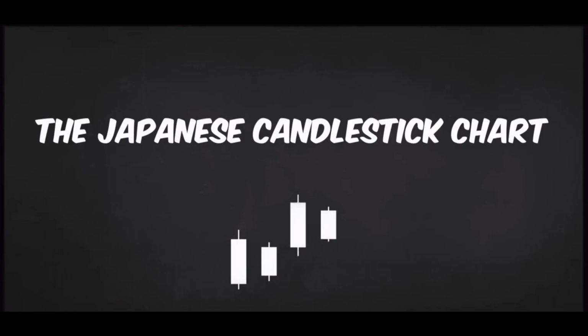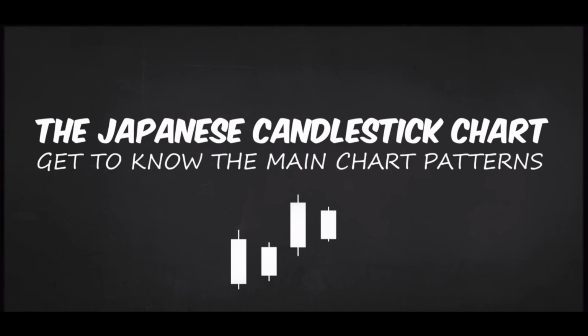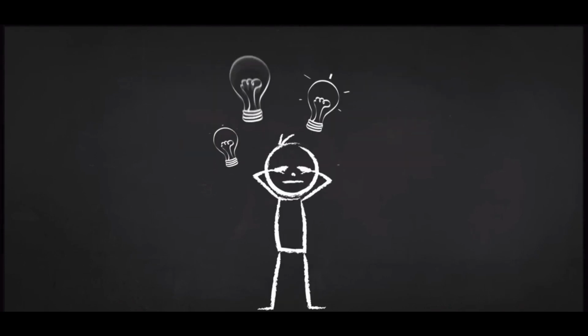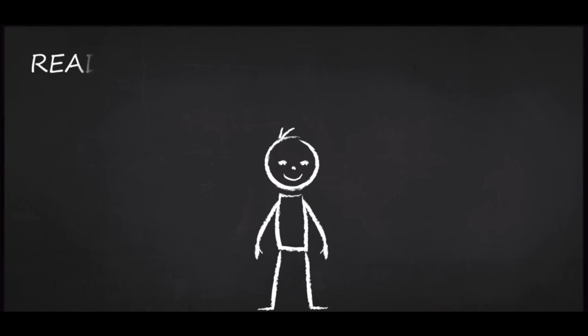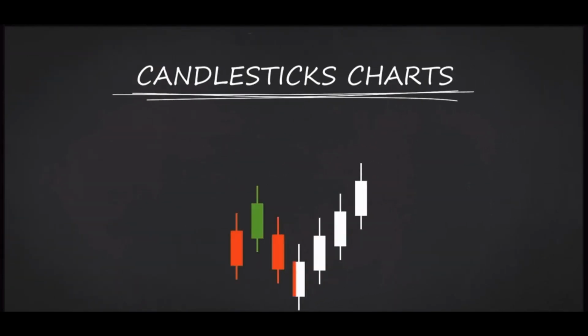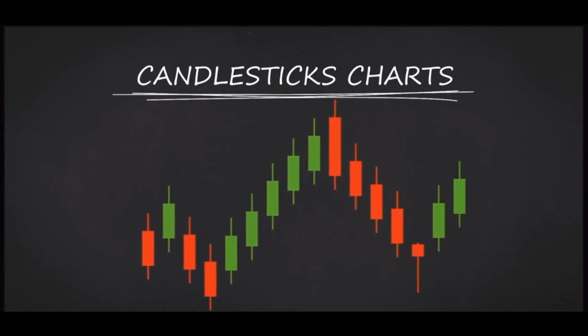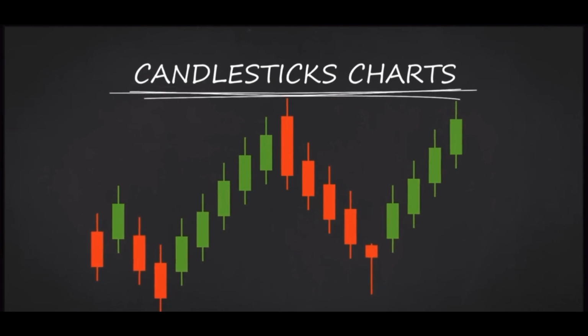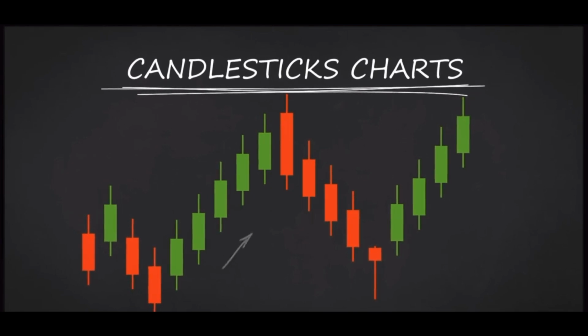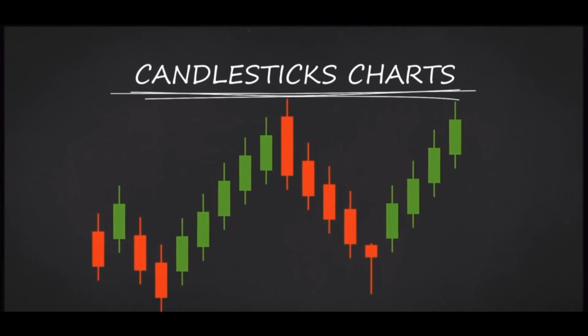Candlestick chart. Get to know the main chart patterns. You probably think that financial analysis is complicated, but it actually comes down to two simple things: reading charts and reading news. There are many types of charts, but Japanese candlestick, or simply candlestick, are the most popular ones. Such a chart consists of red and green candlesticks or candles lined one after another. Each candle gives you detailed information about the price movement within a specified time interval. In fact, Japanese candlesticks are the best way to visualize the ups and downs of a price so that you can spot potential opportunities to buy or sell.